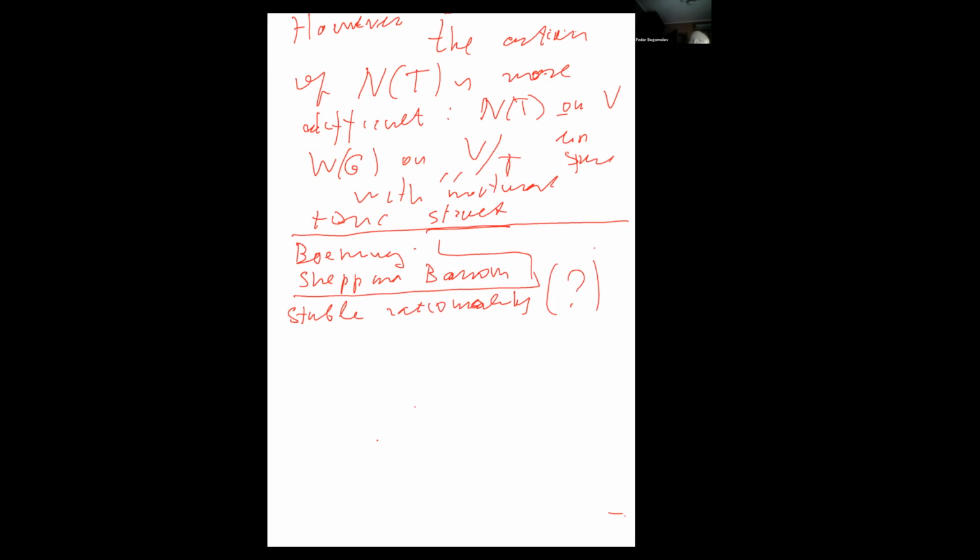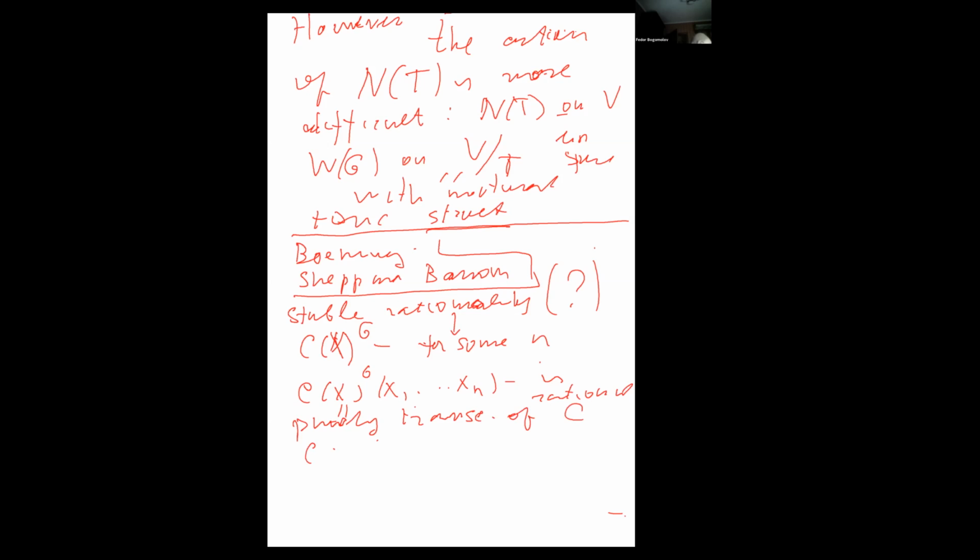And stable rationality means that we take C of V, G, and we want to say that it is stably rational. Stably rational if for some n we have C of V, G, x1, ..., xn is rational. Rational means purely transcendental. When I say rational, that means purely transcendental extension of C. So this field is actually C of y1, ..., yn, where these are independent elements.